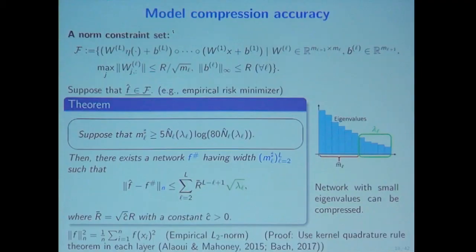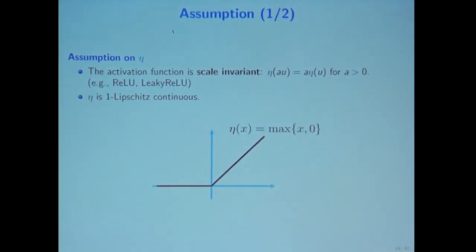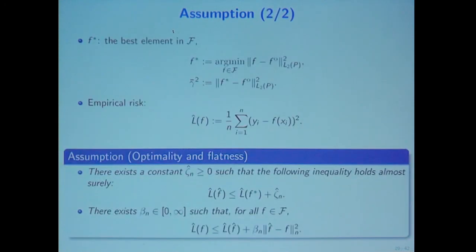Yeah, thank you. Okay, so this is an approximation error bound. In this theorem, I have made some assumptions on the activation function. We assume the scaling invariance on the activation function, and that eta is one-Lipschitz continuous. But I skip this. We also assume some other assumptions to get a generalization error bound. What I obtained so far is just the compressibility of the network, but next we give a generalization error bound.